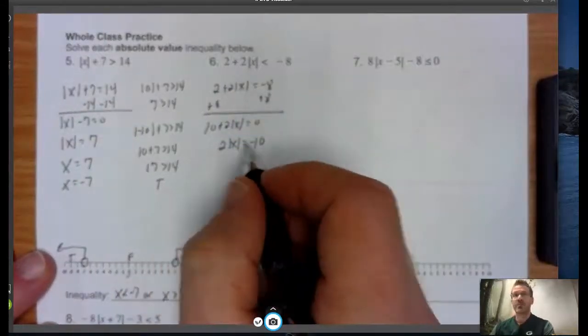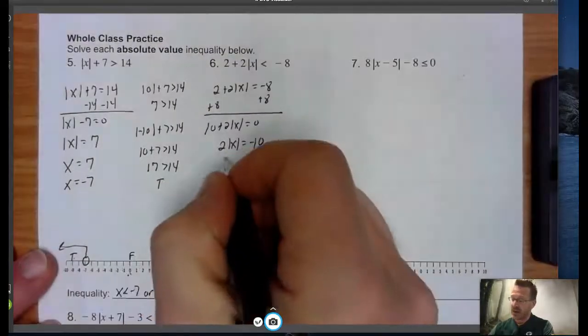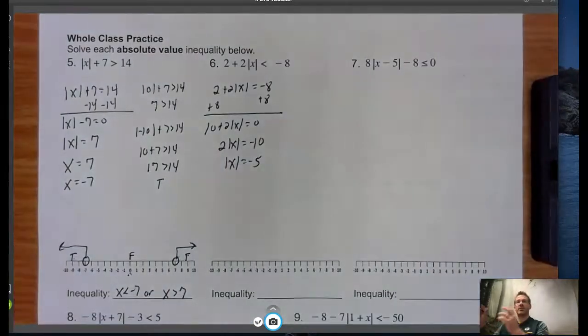And then 2 times what is negative 10? And that would be negative 5. And so notice here, all right, I get the absolute value of x is equal to a negative number. We should remember that that's not a possibility. The absolute value of a number will always be equal to a positive number because it's a distance.